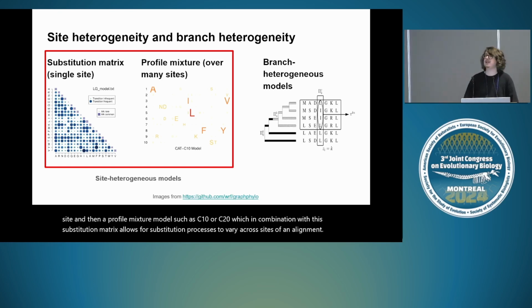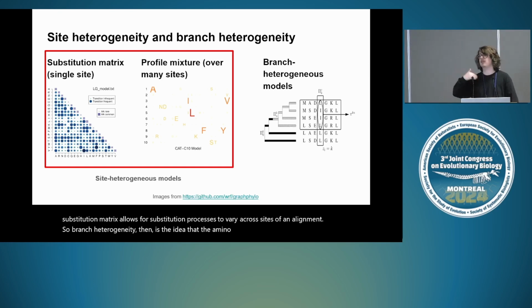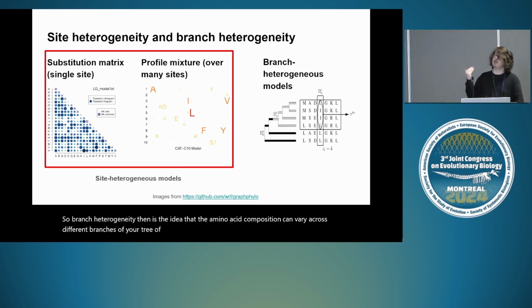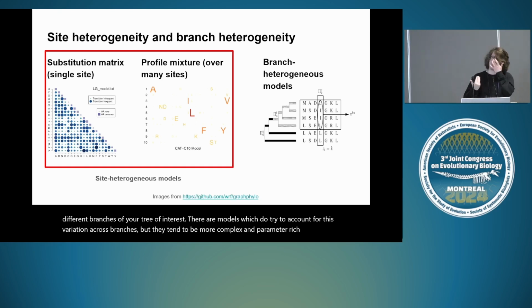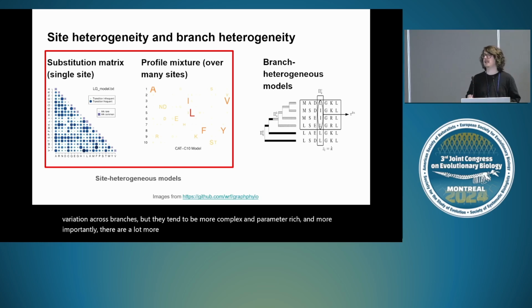So branch heterogeneity then is the idea that the amino acid composition can vary across different branches of your tree of interest. There are models which do try to account for this variation across branches, but they tend to be more complex and parameter rich, and more importantly, they're a lot more computationally expensive than site heterogeneous models, so you don't see them being used as often.